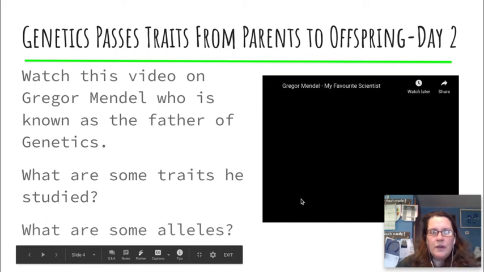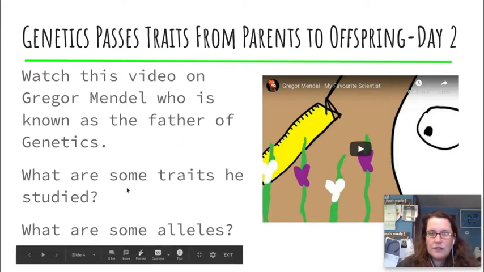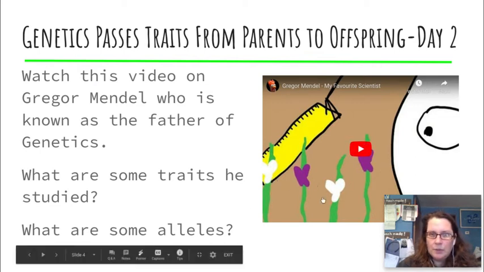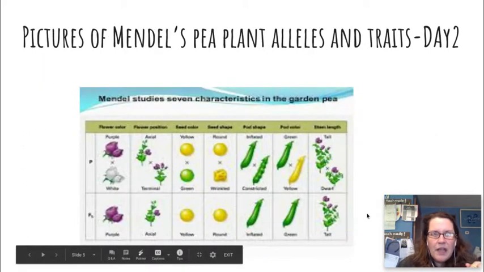Then this video right here goes through some background with Gregor Mendel and the studies that he did, known as the father of genetics. I said that. As you're watching the video, think about the traits. What are some of the traits he studied? And what are some of the alleles? Right here, it's showing that flower color would be the trait, and the alleles would be purple or white. He also did plant height. You can see he's going to measure, but you'll watch that in the video. And then there are pictures of Mendel's pea plants for the alleles and the traits.